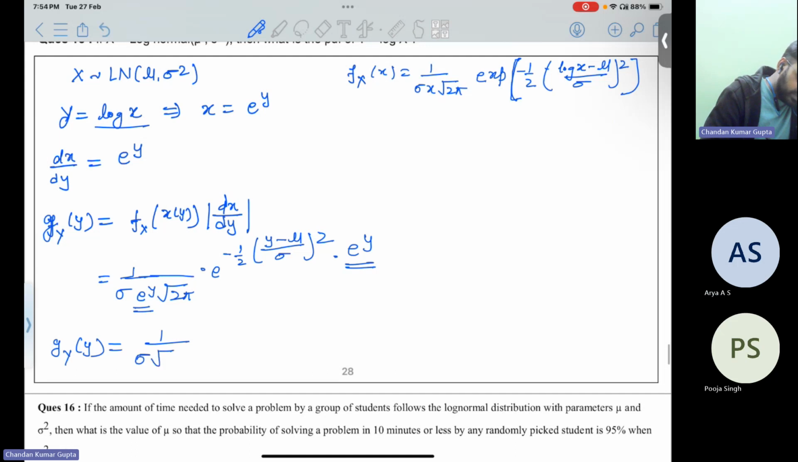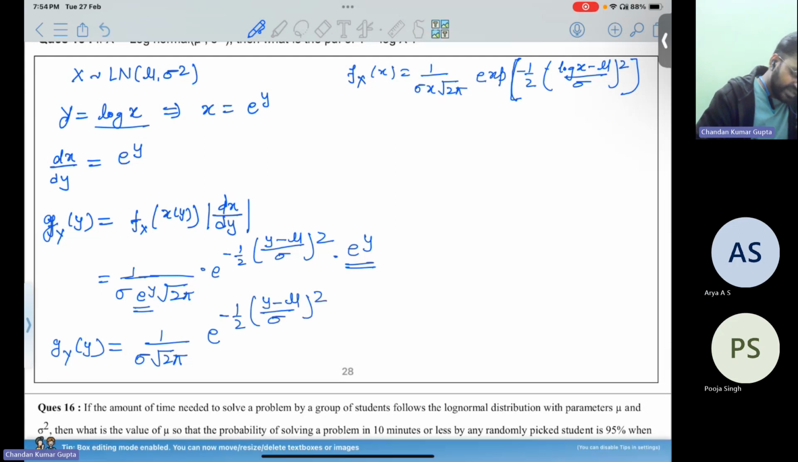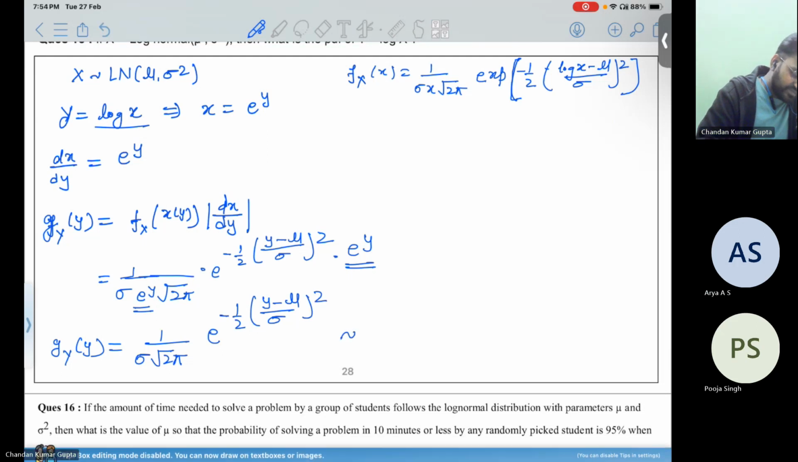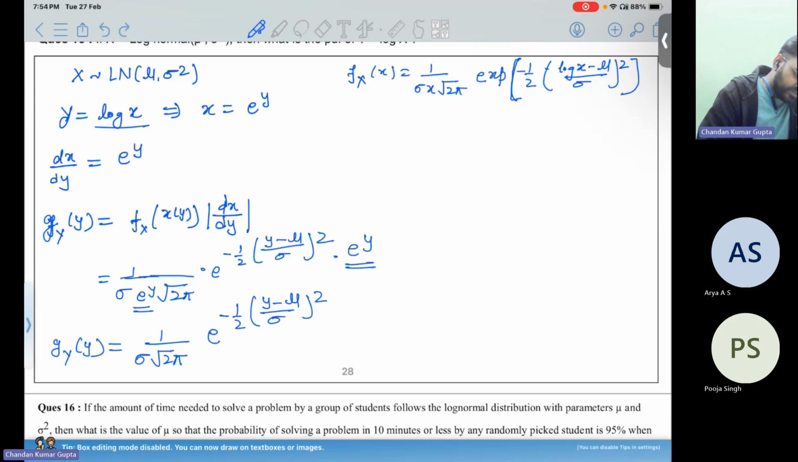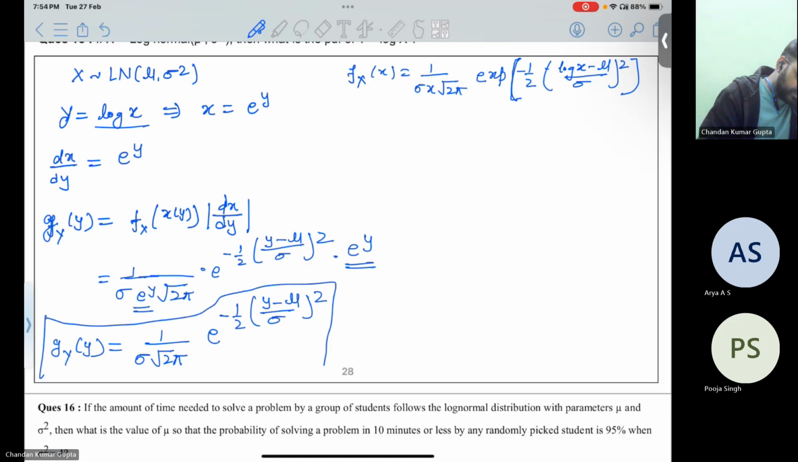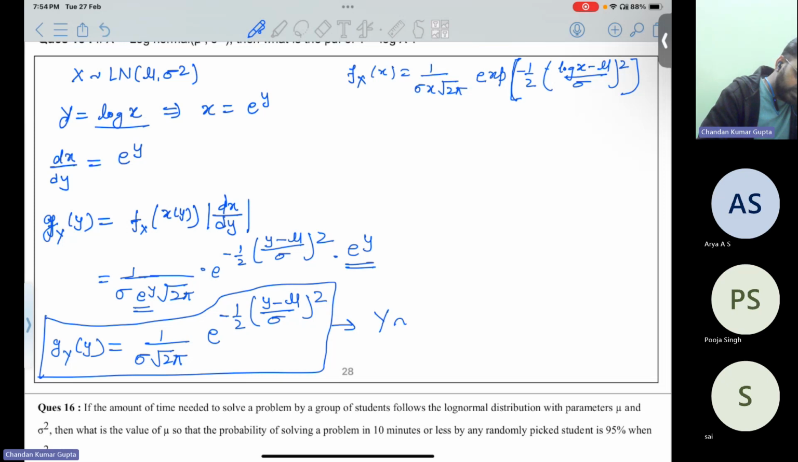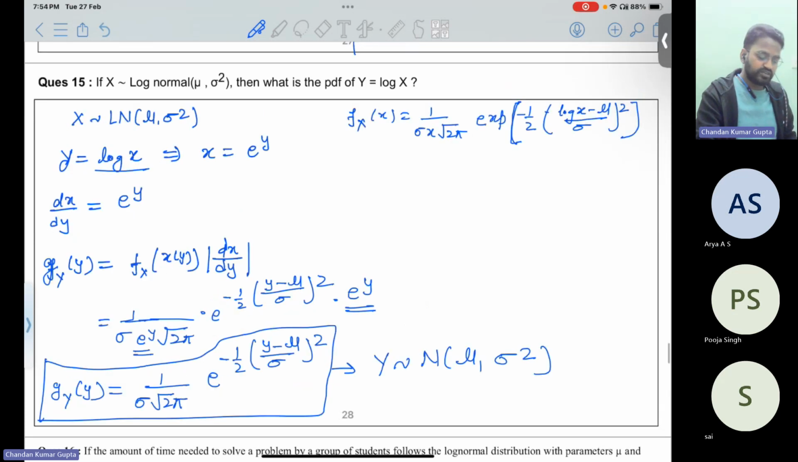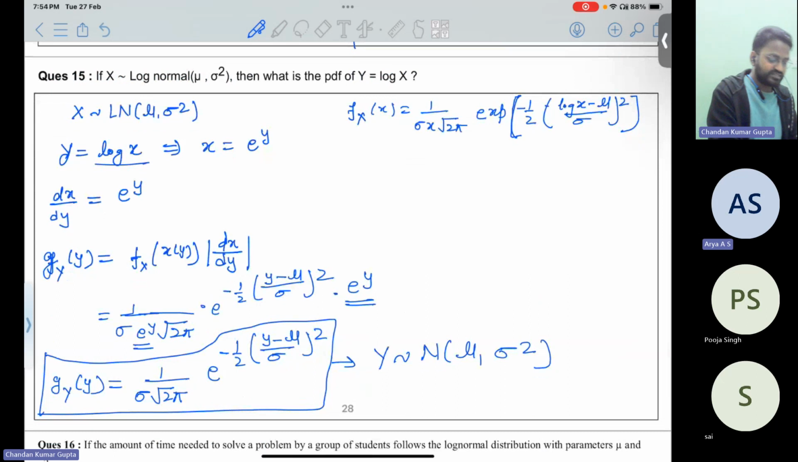1 upon sigma root 2 pi e to the power minus 1 by 2, y minus mu upon sigma whole square. This is nothing but what? That is, y follows a normal distribution with mean mu and variance sigma square. Simple. So that means what? This is a definition: if x follows a log normal distribution, then y, which is equal to log x, follows a normal distribution. Okay.